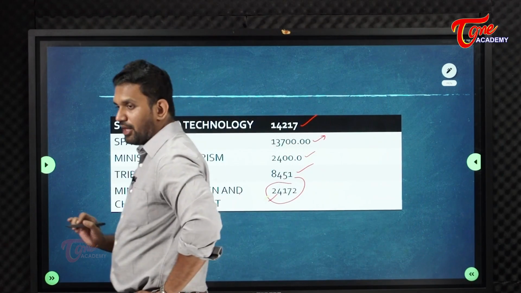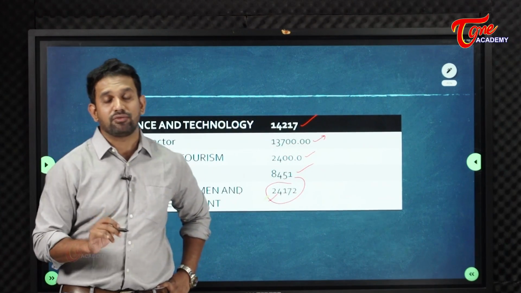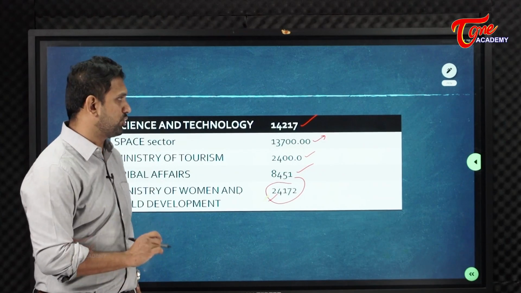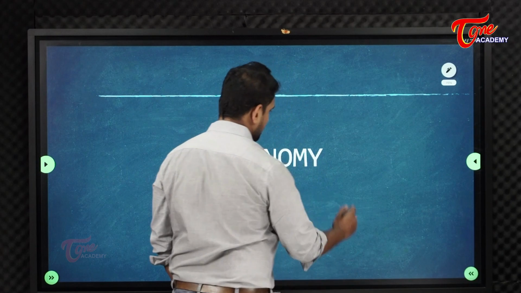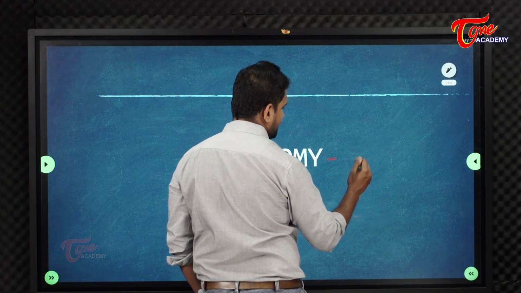So these allocations become very important for the lower category examination. Please go through them one by one. Right, today we'll see economic or budget stats.